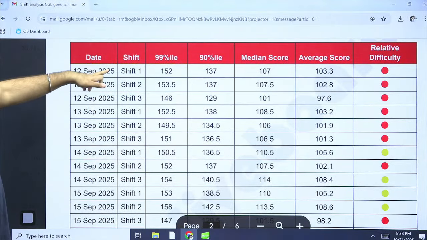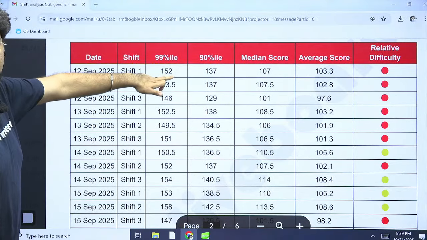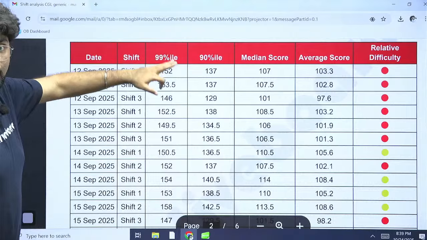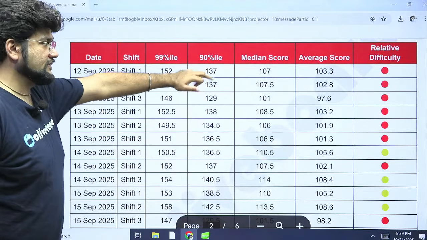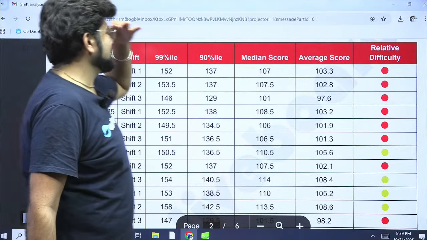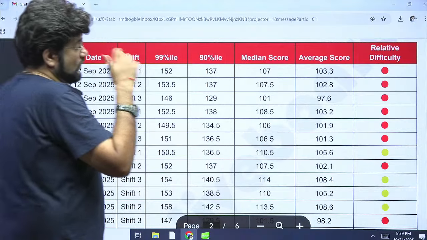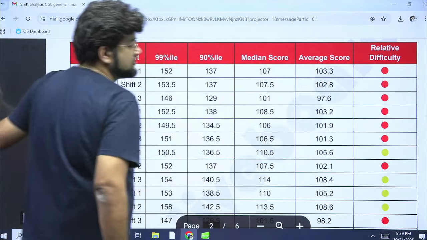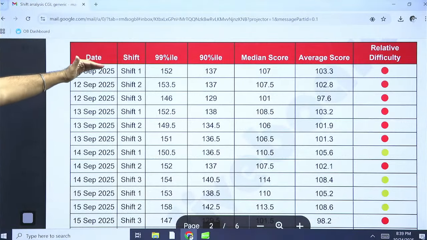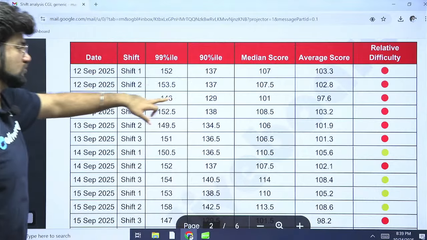12 September 2025 shift 1, 152 is the 99 percentile score. That means 99% of the students scored below 152 marks. 90% of the students scored below 137 marks. Median score was 107, and 103.3 was the average score. It was a difficult shift. Okay, moving forward, 107, 107.5, 101. This is probably one of the most difficult shifts.